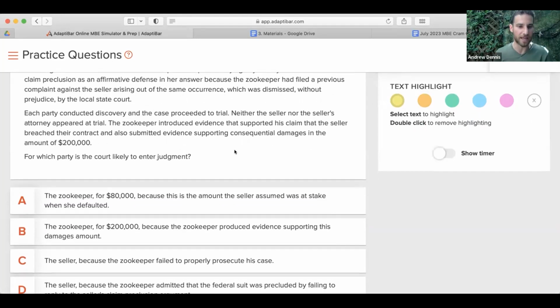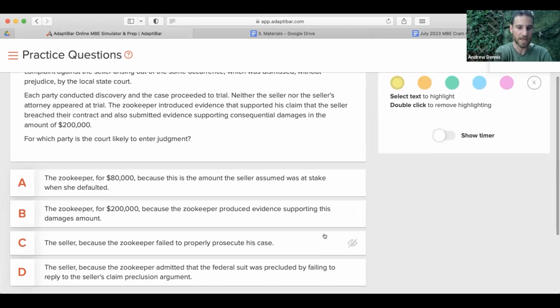A. The zookeeper for $80,000, because this is the amount the seller assumed was at stake when she defaulted. B. The zookeeper for $200,000, because the zookeeper produced evidence supporting this damages amount. C. The zookeeper, because the zookeeper failed to properly prosecute his case. D. The seller, because the zookeeper admitted that the federal suit was precluded by failing to reply to the seller's claim preclusion argument.